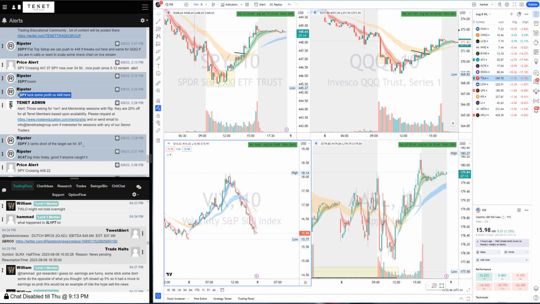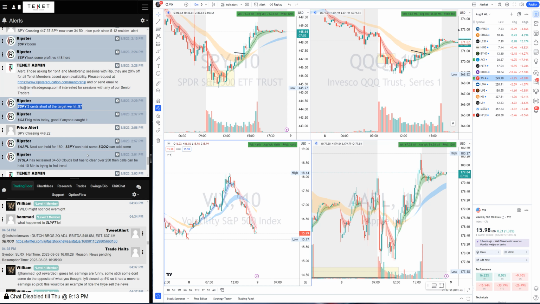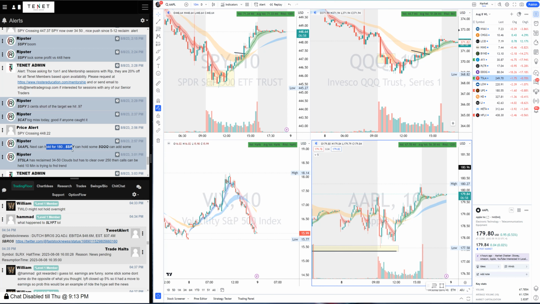So yeah, 3 cents sort of my target. My target was 448, and it returned from 97, but hit later, but I had covered by that time. I had already covered.